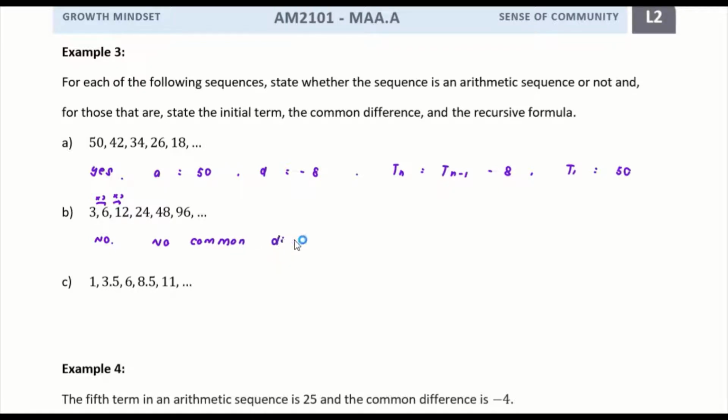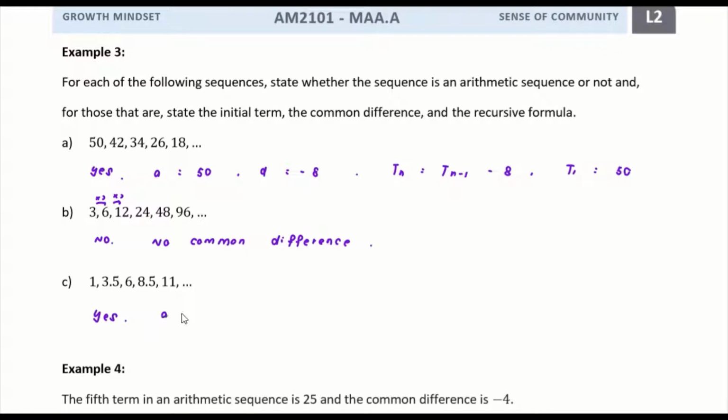Okay, then after that, C: 1, and then 3.5, 6, 2.5, 11. So you can try to use your calculator to help you check, or actually mental calculation, you should be able to do that as well. When you use the next term minus the previous term, you'll be able to get negative 2.5. Sorry, positive, because you add up 2.5, right? So this is a yes.